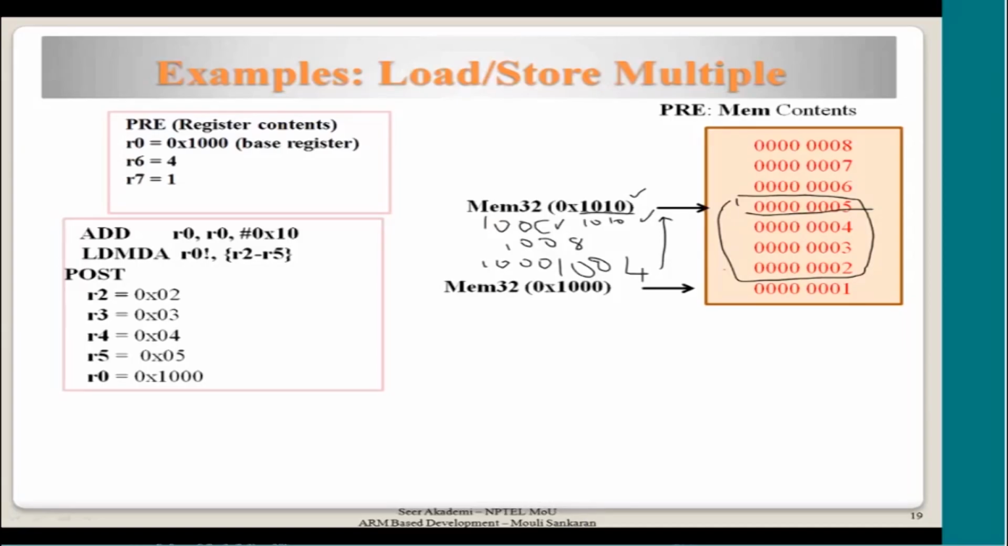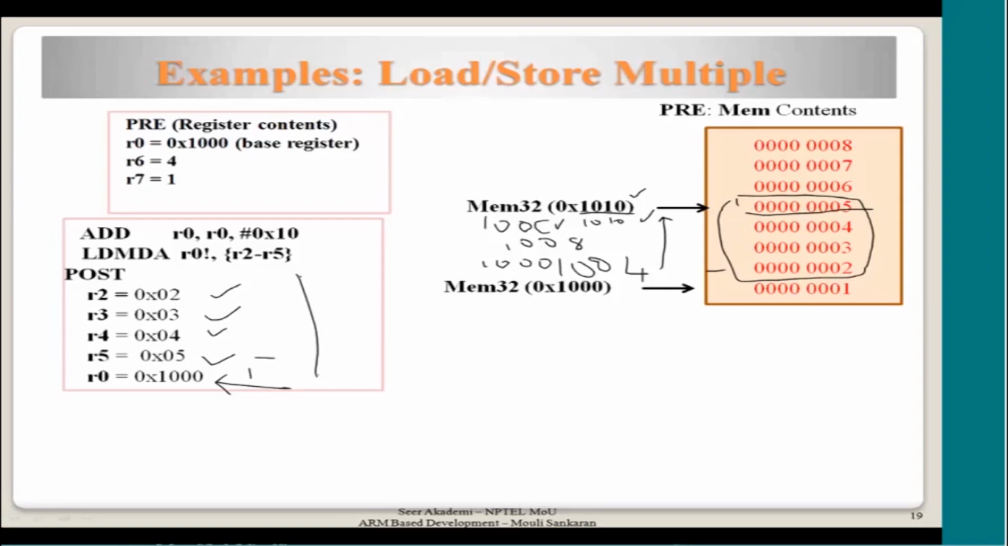So this will come first to R2, then from here R3, R4, R5, and then it will do the decrement after, right? So after the last access is done, it will decrement one more. That's why you see that it is pointing at 1000 now.